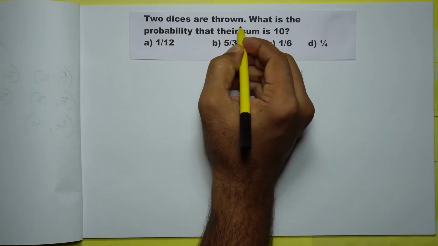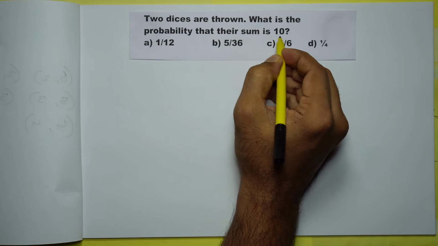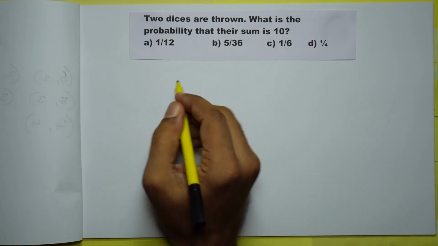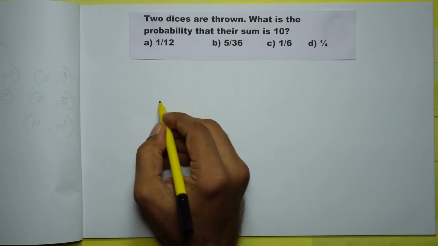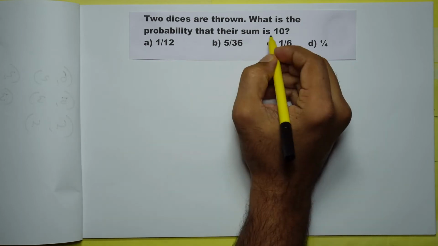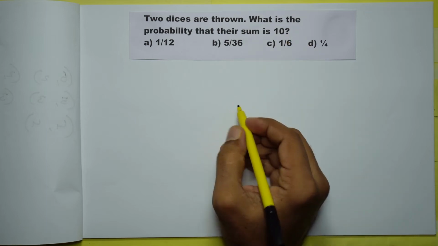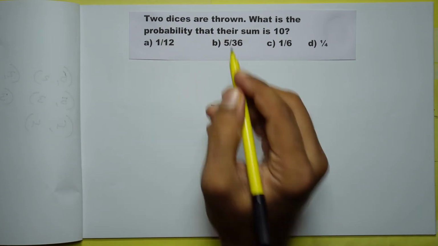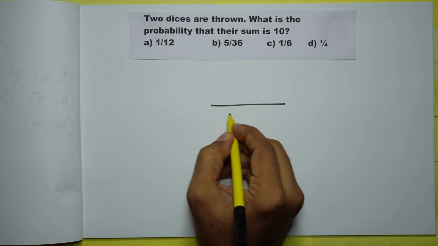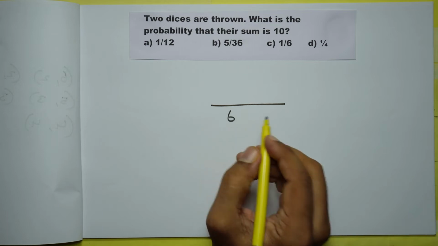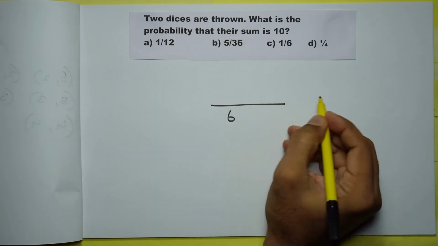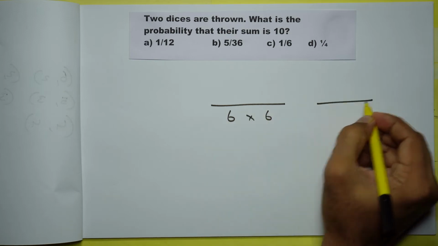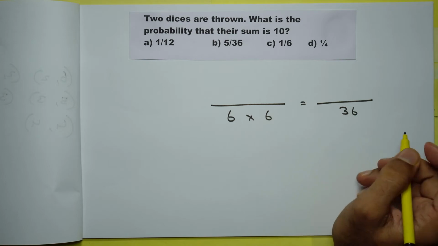Two dice are thrown. What is the probability that their sum is 10? Now probability is often calculated as number of favorable outcomes by total number of outcomes. So first of all, let us calculate the total number of outcomes. Now for the first die, it can be any number from 1 to 6. So 1 to 6, 6 possible outcomes are there. For the second die also, any number from 1 to 6, so 6 possible outcomes are there. So 6 into 6, 36 is the total number of outcomes.